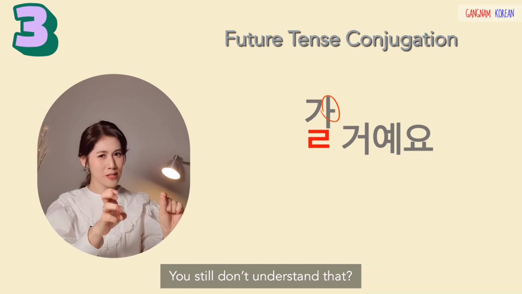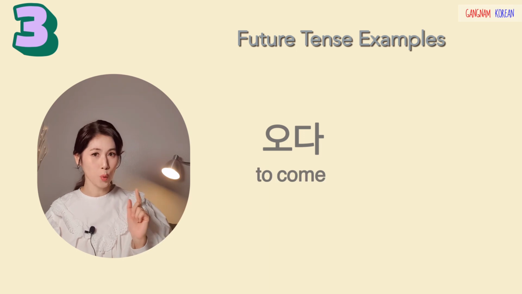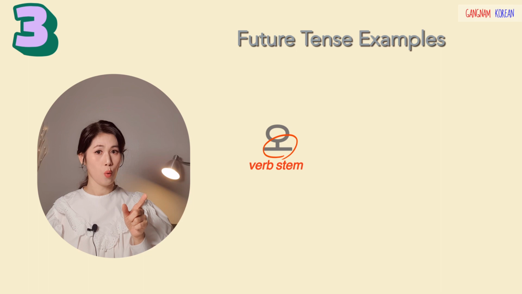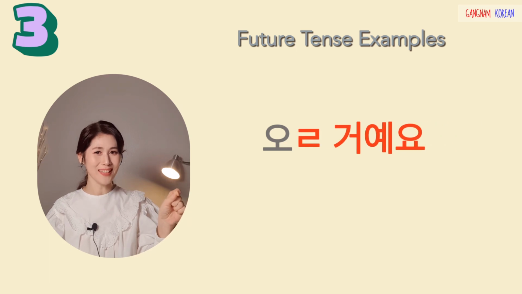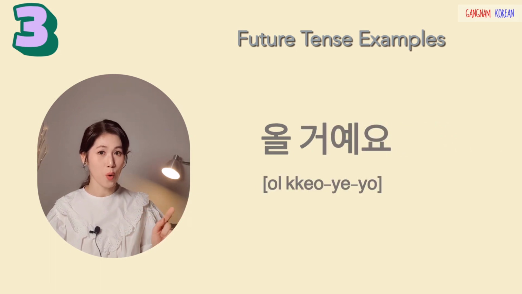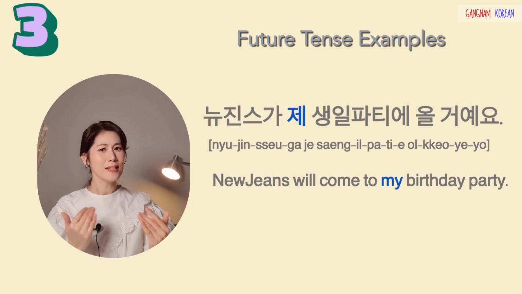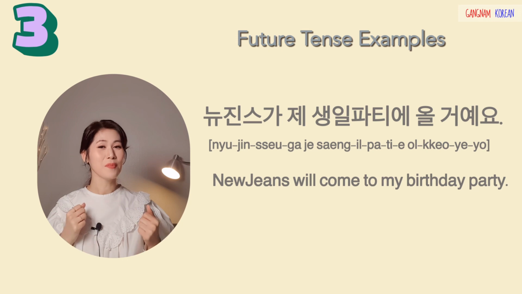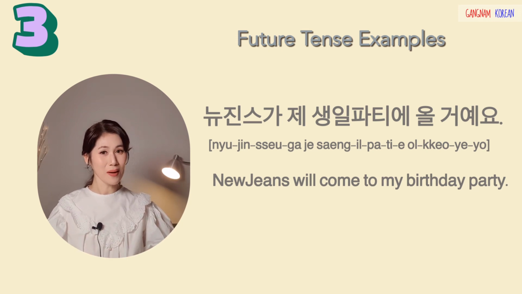You still don't understand that? Then let's take a look at some examples. 오다, to come. You take away the 다. You have 오 left. That is a vowel, right? So do you put ㄹ 거예요 or 을 거예요? ㄹ 거예요, right? So 올 거예요, will come. 뉴진스가 제 생일 파티에 올 거예요. New Jeans will come to my birthday party.